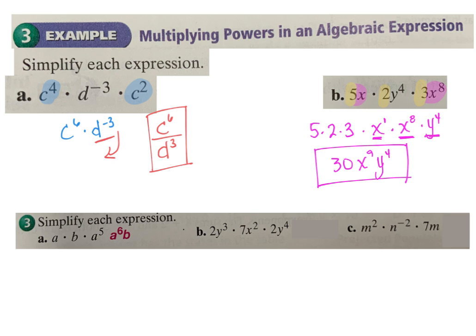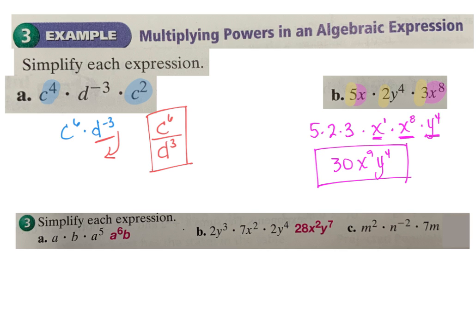For the second one, you're going to multiply your 2, your 7, and your 2, and then you can combine your Y's. So you'll end up with 28. X squared didn't change, but then you have y to the 7th.